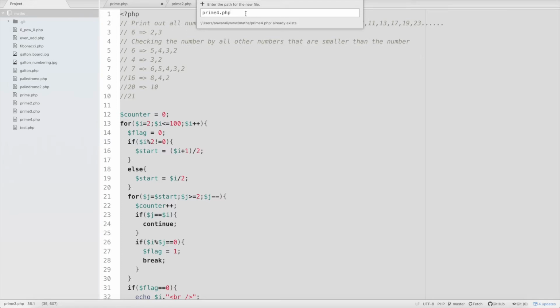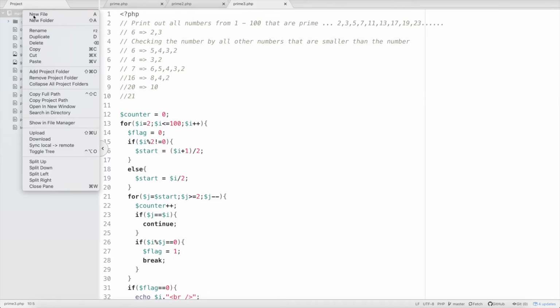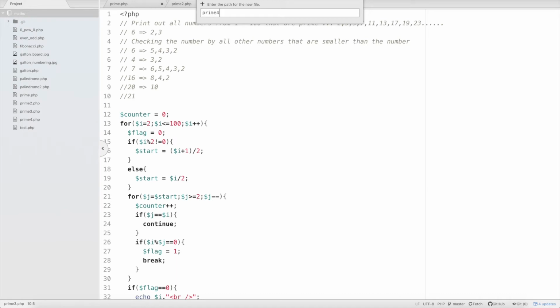What happened? Maybe I just created a new file, prime4.php. Prime4 already exists. Okay, so prime5.